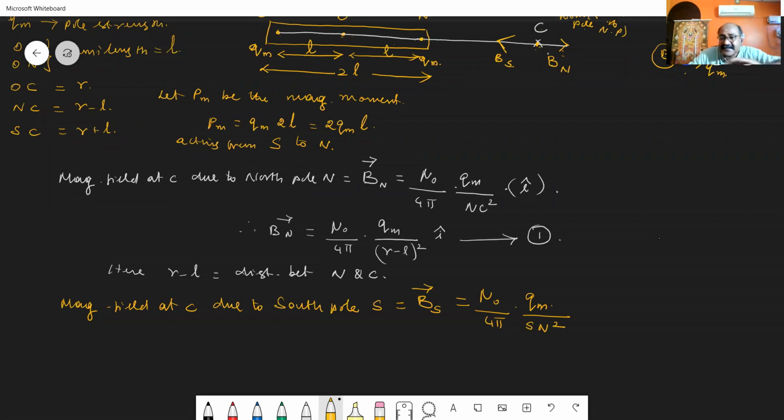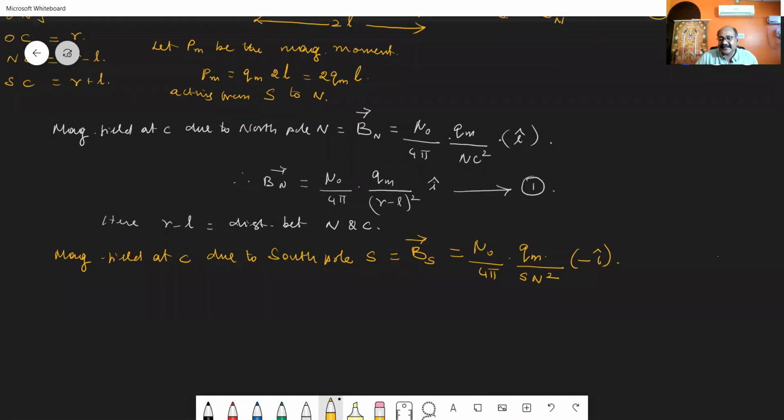That is along the axis in the negative x-axis. So you put minus of I cap, isn't it? Negative x-axis. Now you simplify.